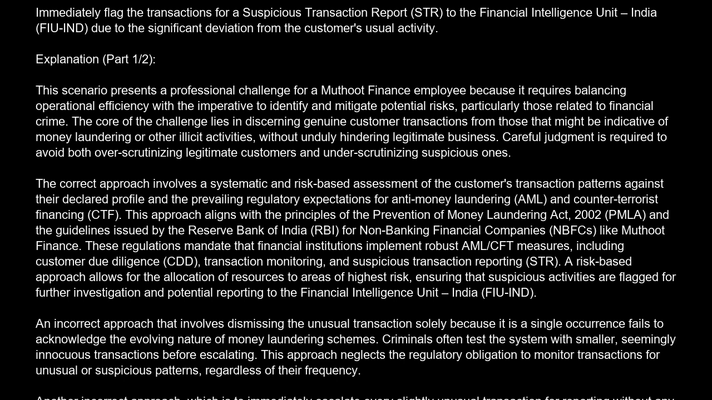An incorrect approach that involves dismissing the unusual transaction solely because it is a single occurrence fails to acknowledge the evolving nature of money laundering schemes. Criminals often test the system with smaller, seemingly innocuous transactions before escalating. This approach neglects the regulatory obligation to monitor transactions for unusual or suspicious patterns, regardless of their frequency.